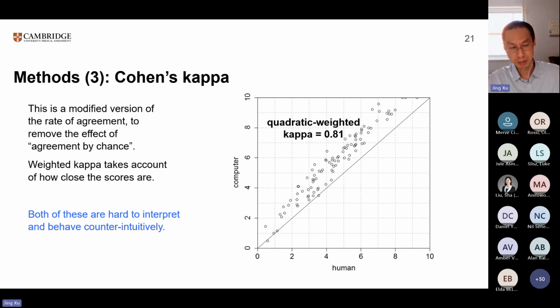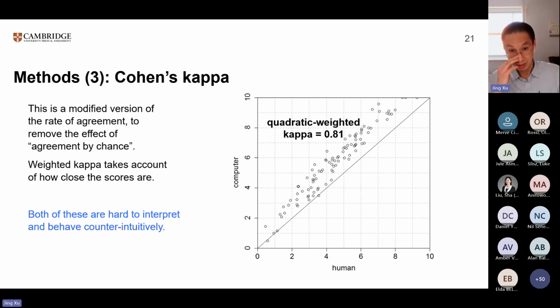And also kappa is not easily interpreted. How high is good? How high is high? We don't know. And if we know kappa is 0.81, what is the average difference between the human score and the automarker score? We don't know that. We just know there's some agreement association. And also kappa can behave counterintuitively. Kappa can be a negative value.